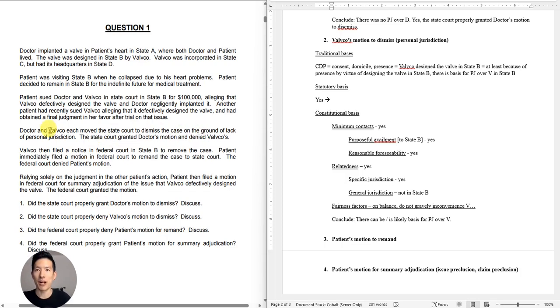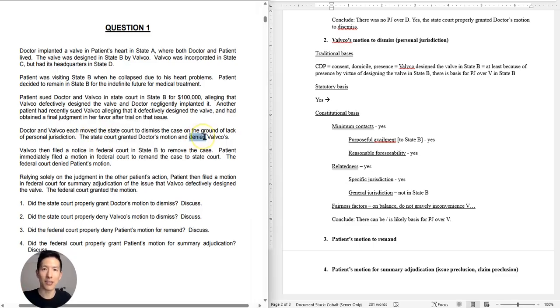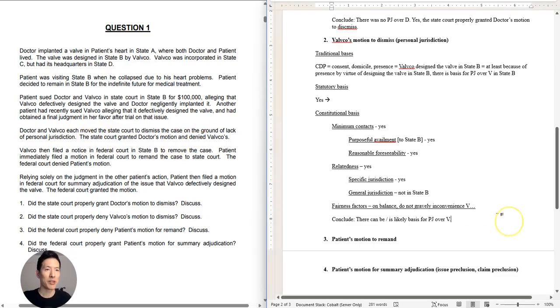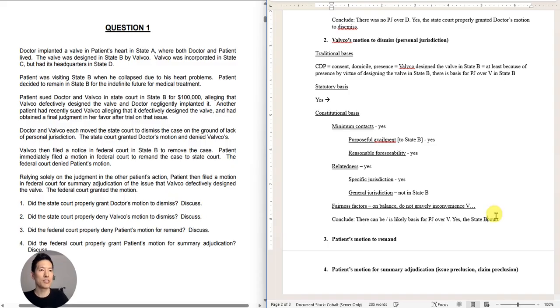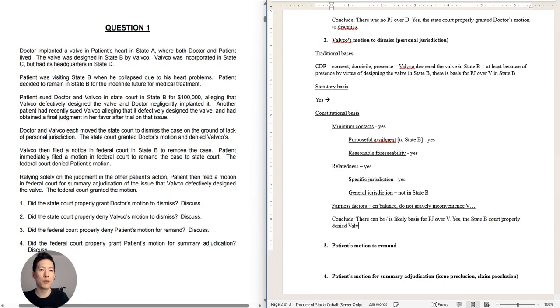Let's see. VALVCO moved to dismiss the case on the ground of lack of personal jurisdiction. The state court disagreed with that basis. So in this case, the court was also, yes, properly denying VALVCO's motion to dismiss the case based on lack of PJ. So let's say state B court properly denied VALVCO's motion to dismiss. I keep misspelling this word.